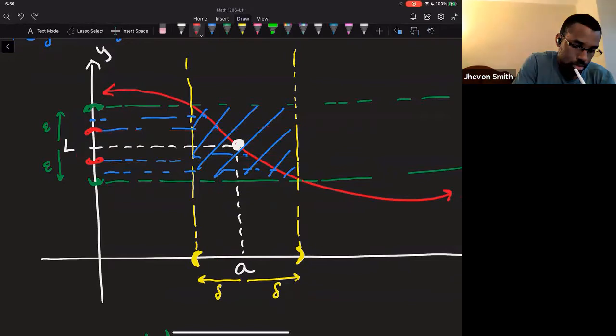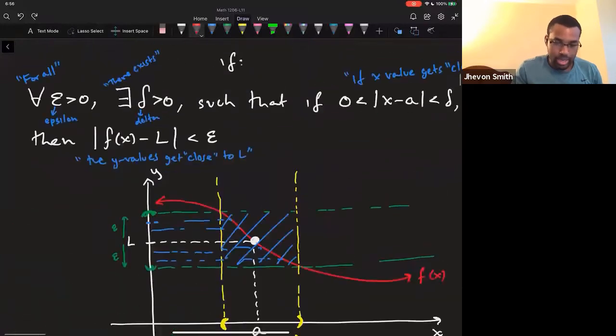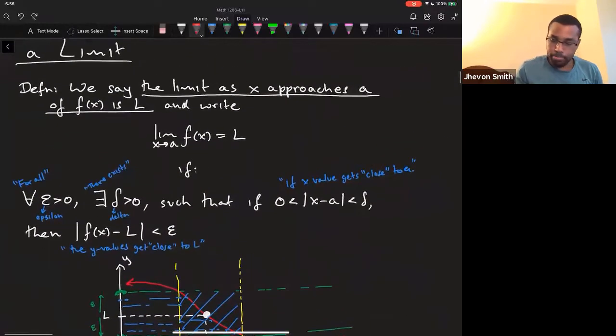So that's the idea. You can make the x values get close to A, and then the y values will get close to L. How close to A? Within delta units. How close will they get to L? Within epsilon units. That makes close specific. All right, so that's the definition. If I ask you about this, I might give you points for the definition, maybe like 1 point or something. So if you can memorize the definition, it would be cool.